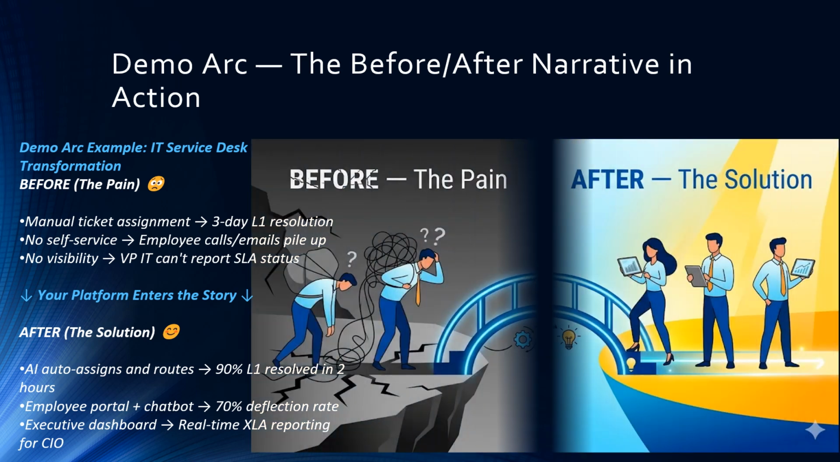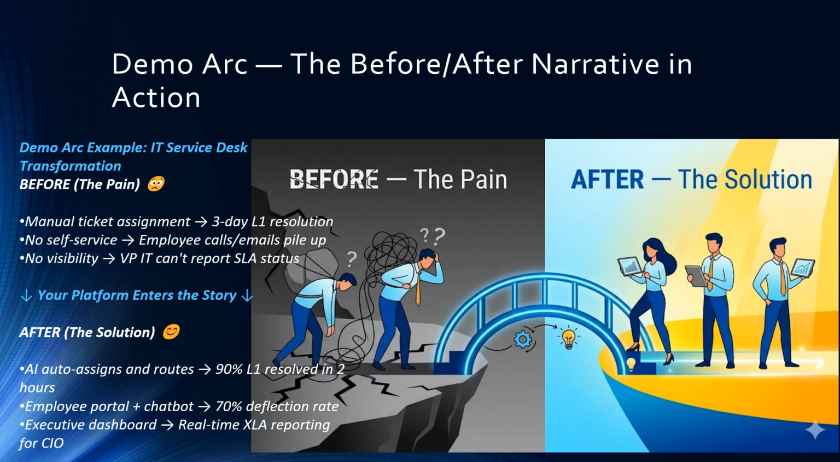Now let me show you what this looks like in practice. We'll use an example of an IT service desk transformation. Now for act number one, we talk about the before act. You show the chaos, a manual ticket assignment process where an employee submits a request. It sits in a queue for 3 days. No one knows who owns it, and the vice president of IT can't even report on SLA compliance.